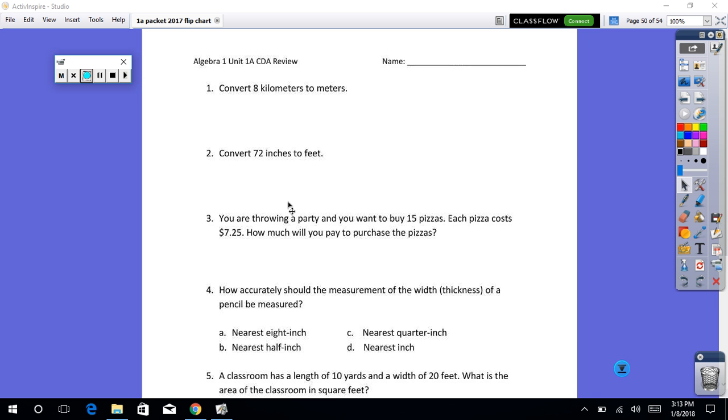Okay, let's review for your test. Again, don't forget that you get to use your packet on the test. That is mostly important because you're going to want that conversion page that is on the very front page of your packet. Okay, you're going to want that to do these conversions.